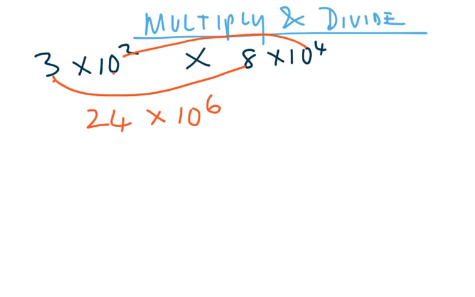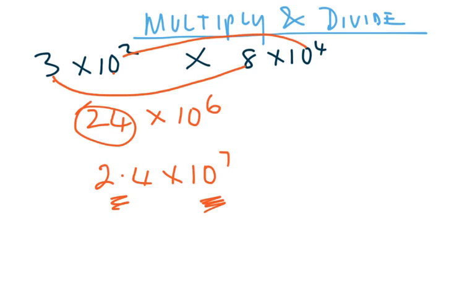So 24 by 10 to the power of 6, but you note that is not in standard form. This number here has to be between 1 and 10. So it's going to be 2.4 multiplied by 10 to the power of 7. You might need to think about why it changes to 7. I divided the 24 by 10, so in order to keep the number the same, I multiplied this side by 10, so that all works out.